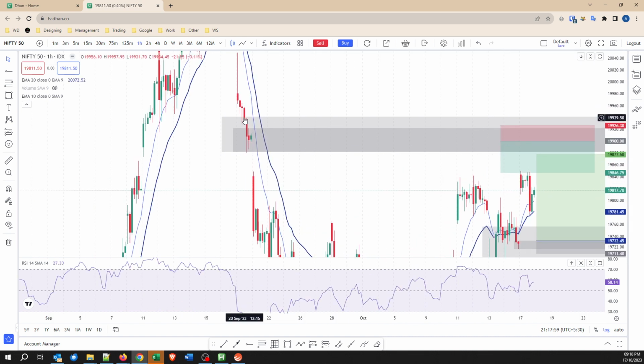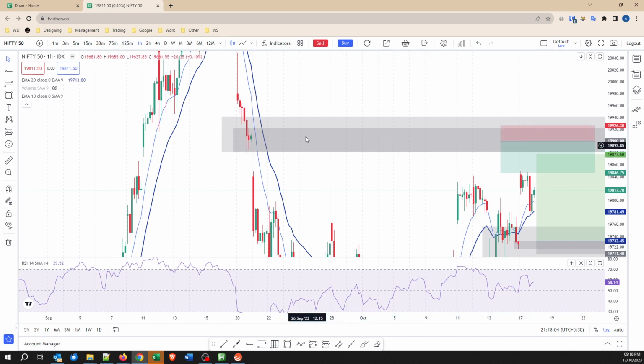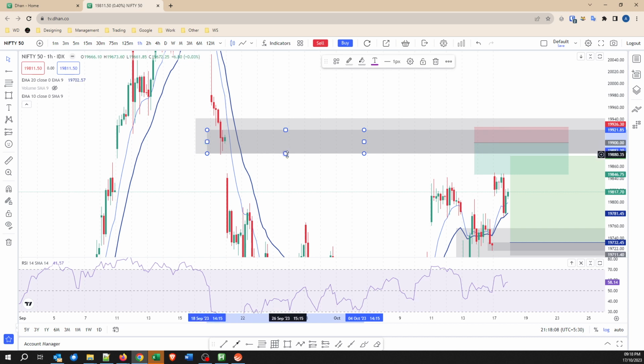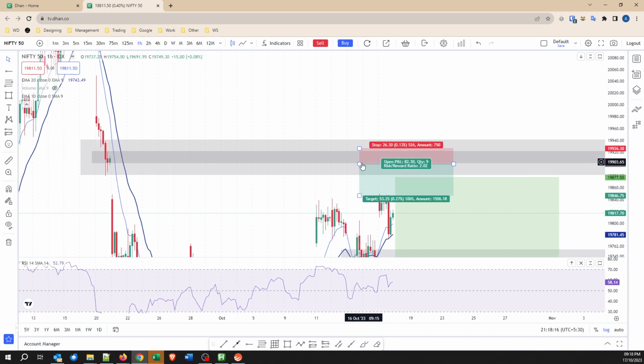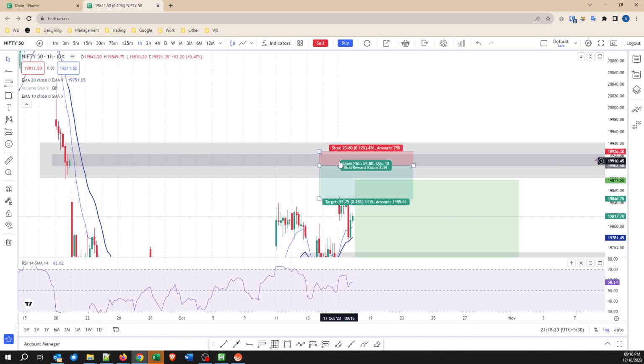So within this 4 hour time frame, there is a demand zone here. Let me mark it more clearly. So this is the 1 hour demand zone, something like this. So this is a drop base and a gap down with a drop. So I'm expecting a good entry here as well. So our entry point will be somewhere here.